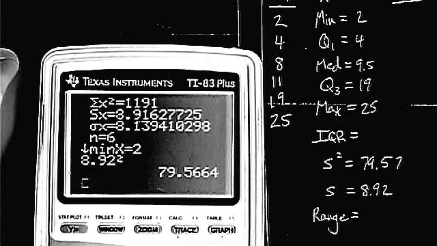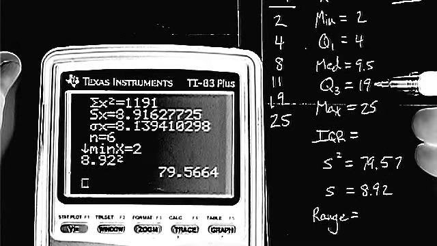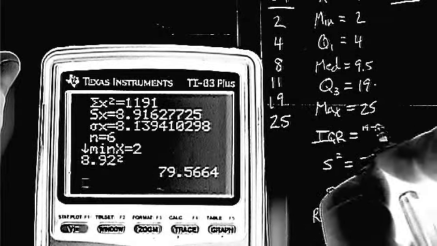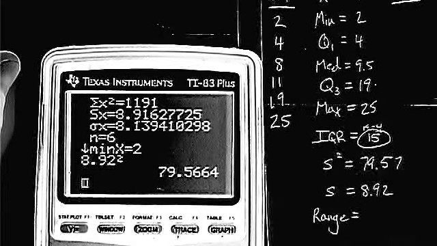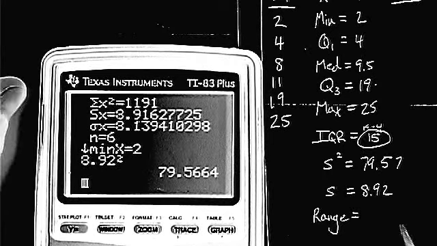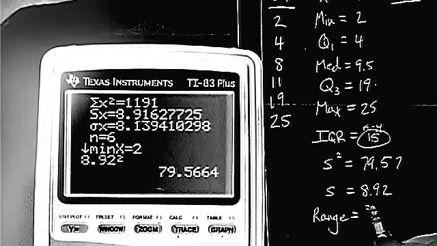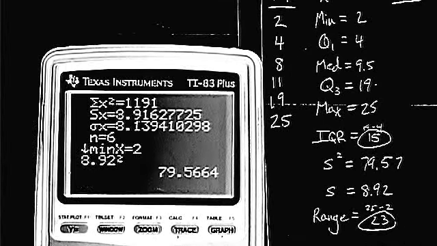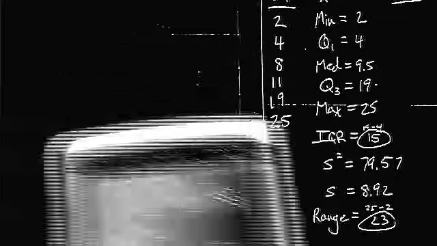IQR, that would be Q3, 19, minus Q1, 4. So 19 take away 4 is 15. And then of course range would be max minus min, and that would be 23. Okay, so I got these numbers. So I figured out a lot of different statistical information about this.